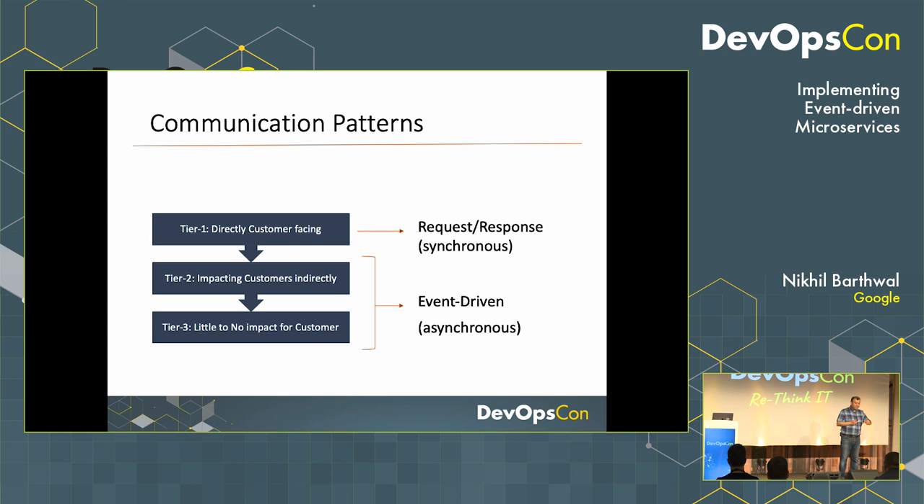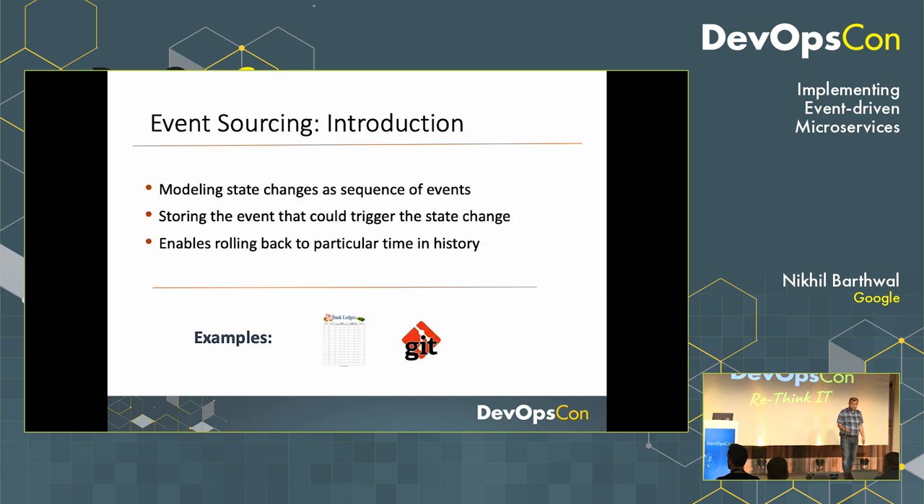If that service is down, your product is going to get delayed by a couple of hours maybe, but it's not going to impact, in the sense that the site isn't unusable. It might just get delayed by a few hours. And then you have a tier 3 where you have little to no impact for customers, for example, some kind of monitoring, logging. I mean, if you're going to place an order, who cares what logging system the company is using? It doesn't bother you at all. So those kinds of services are usually implemented using the event-driven model.